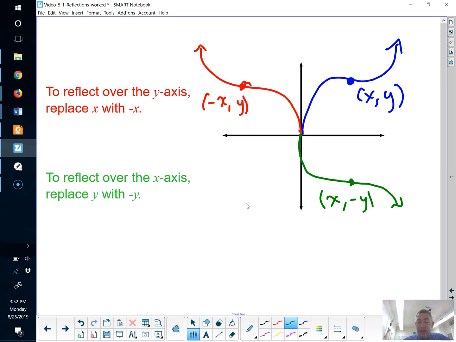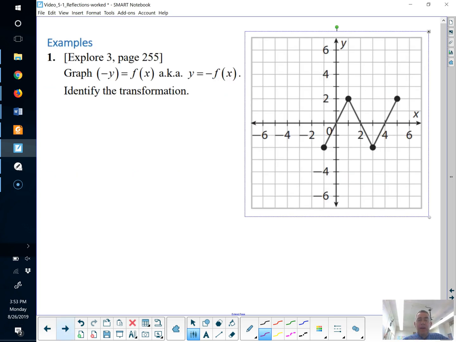All good. You can actually reflect over both axes, and then you get a lovely picture like this, where you get both the opposite of x and the opposite of y. And that's pretty, but that's for another time.